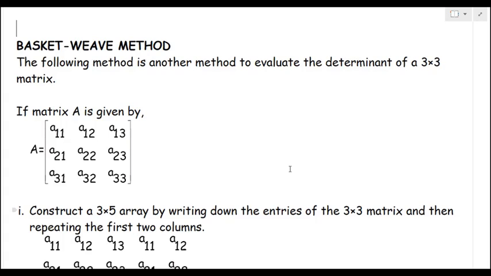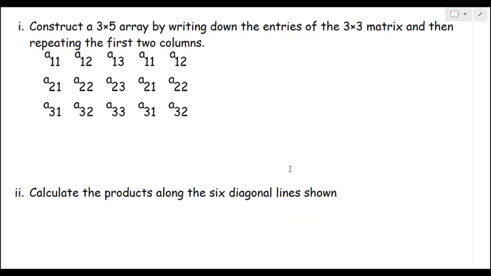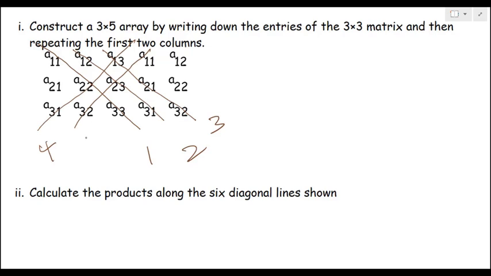Our second method is the basket weaver method, and if we consider again the matrix A, the first step is we construct a 3x5 array by writing the matrix A and then repeating the first two columns. In the next step we are going to identify the 6 diagonals: diagonal 1, diagonal 2 and diagonal 3. On the other set of diagonals we have diagonal 4, diagonal 5 and diagonal 6.